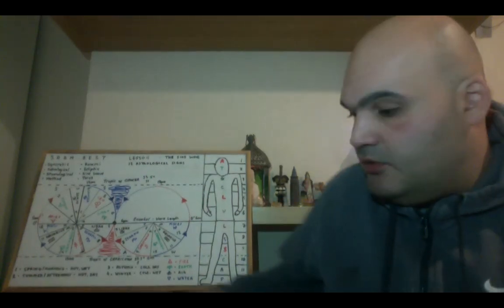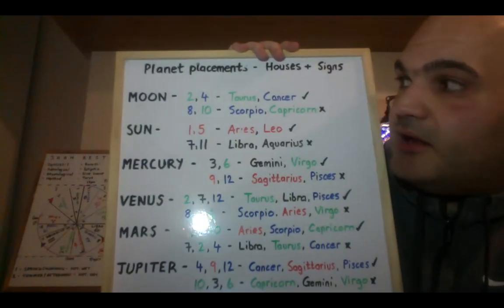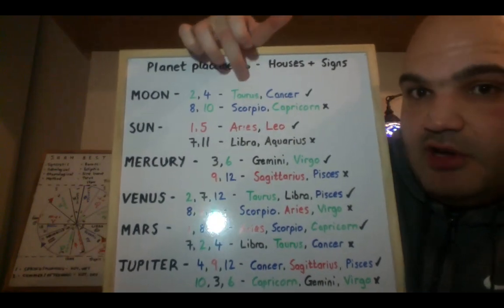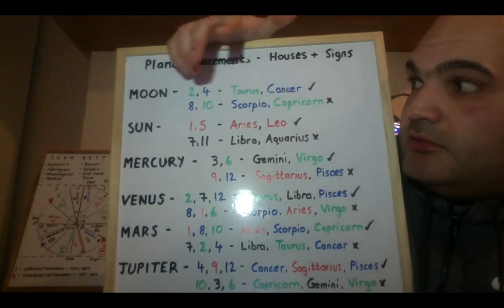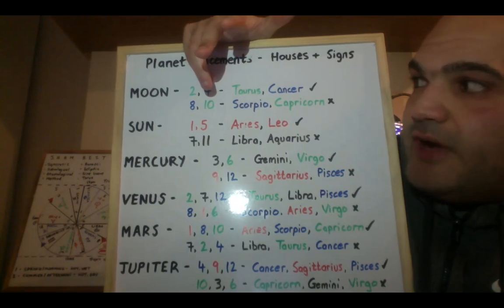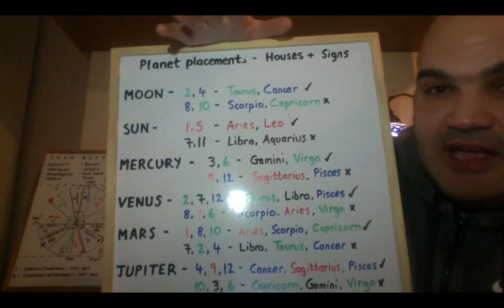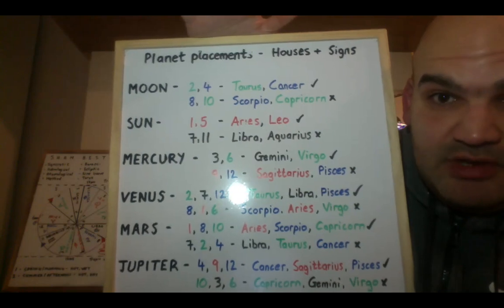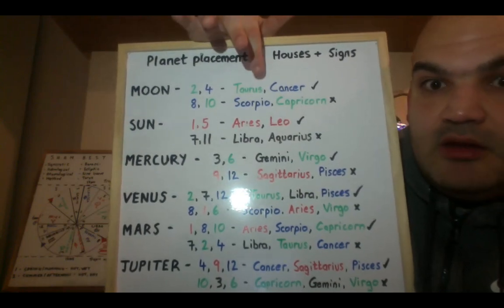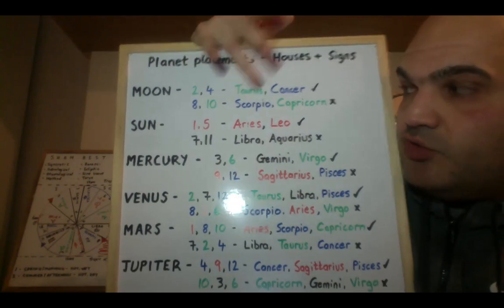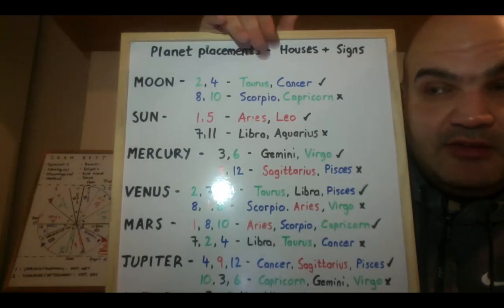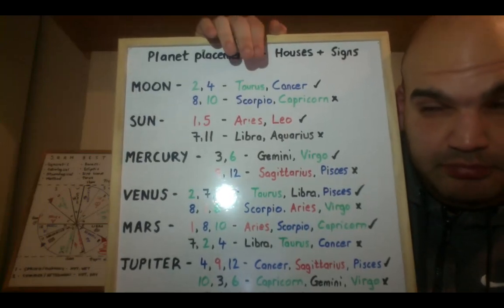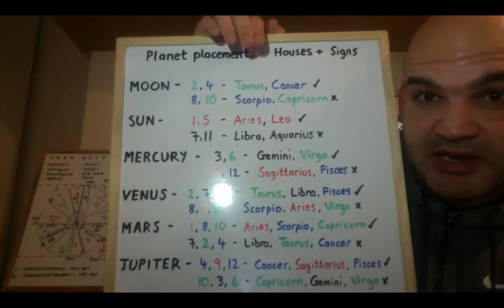Like I've done on my board, I've written down all the planets, and I've done two rows for each, like I showed you before. The top row with a tick is when the moon is in the second house and the fourth house, or in the signs of Taurus and Cancer. They're harmonic, they're good. But when it's in either the 8th or 10th house, or Scorpio and Capricorn, it's not so good. I'm going to get into that in more detail in the next coming lesson.